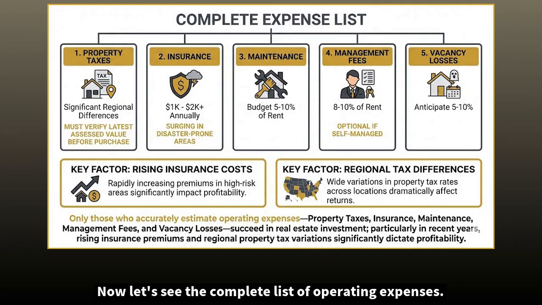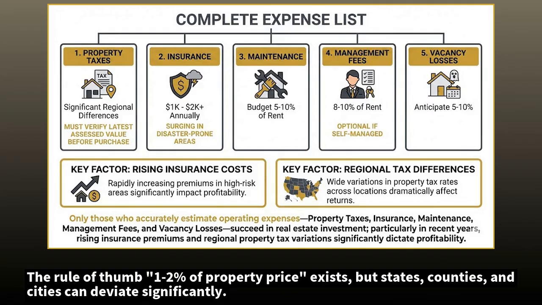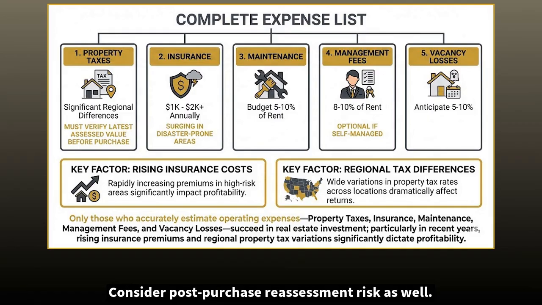Now let's see the complete list of operating expenses. First, property taxes. This varies extremely by region. The rule of thumb, 1 to 2% of property price, exists, but states, counties, and cities can deviate significantly. Always verify the most recent tax assessment and amount for the property you're considering. Consider post-purchase reassessment risk as well.